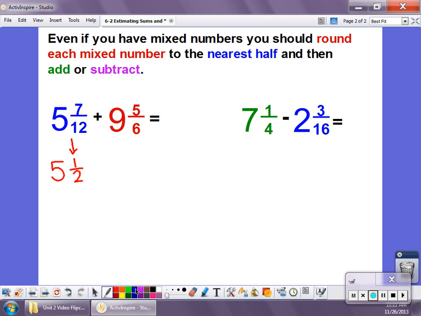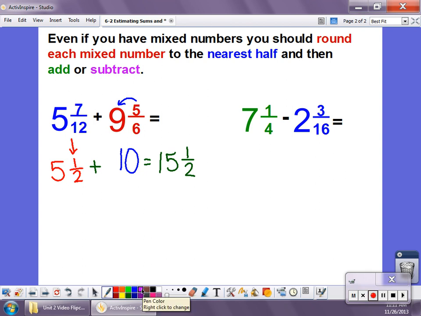Now 9 and 5/6, when I look at the fraction, I see that 5 is almost as big as 6, which means this is almost a whole, which means it's going to round up this 9 to the next whole, which would give me 10. So I have 5.5 plus 10, which is going to give me an answer of 15.5. So 5 and 7/12 plus 9 and 5/6 is about 15.5.